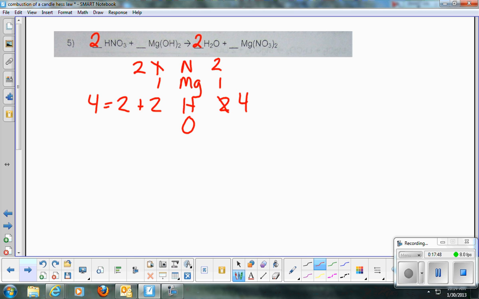Okay, oxygens. Let's hope they worked out. How many on the left-hand side? 2 times 3 is 6 plus 2 times 1 is 2, giving me a total of 8. On the right-hand side, 2 times 1 is 2, plus 2 times 3 is 6. It's 8, and we're done.